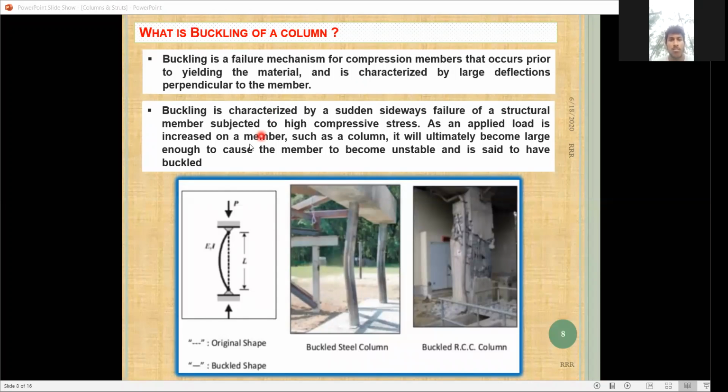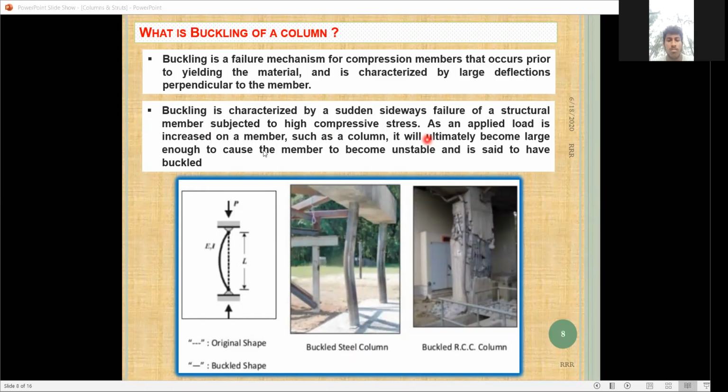Next, if you see here, buckling is characterized by sudden sideways failure of a structural member. Again, I am reading for more clarity on buckling. Don't worry, I will explain properly; you will get a clear understanding of what buckling is in the next slide. Buckling is characterized by sudden sideways failure of a structural member subjected to high compressive stresses. Please remember, as I said, it is compressive. Only in compression do we call it buckling, not for the tension case, right?